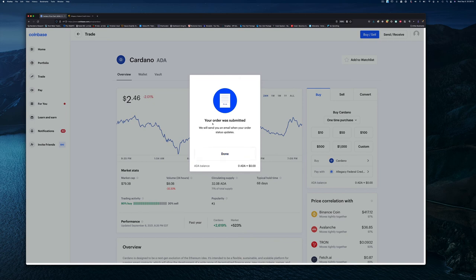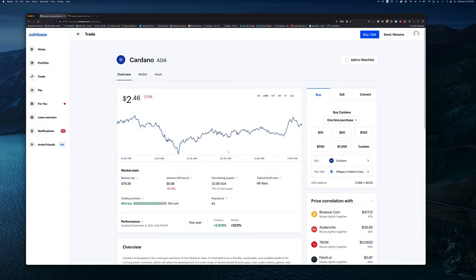I have Coinbase on my phone. So if you're using Coinbase, which is what we've set up so far, you can install the Coinbase app on your mobile device and you can also see your transactions and do all the same stuff there.